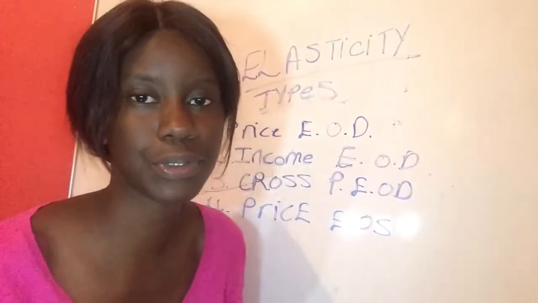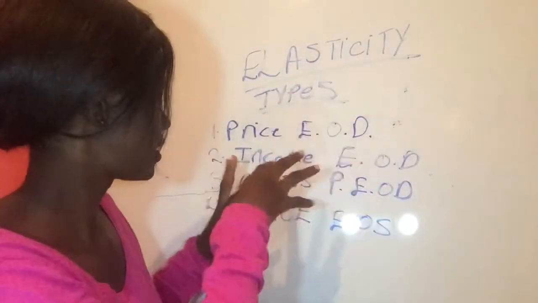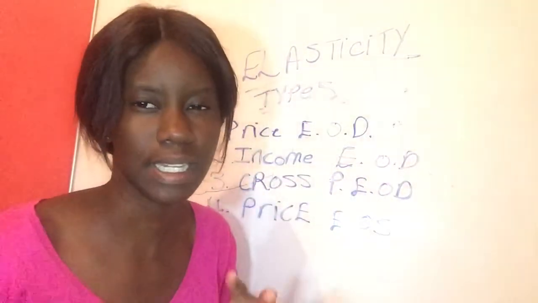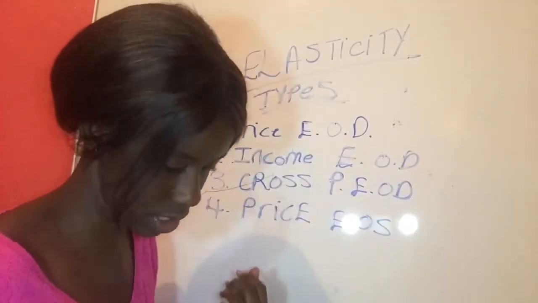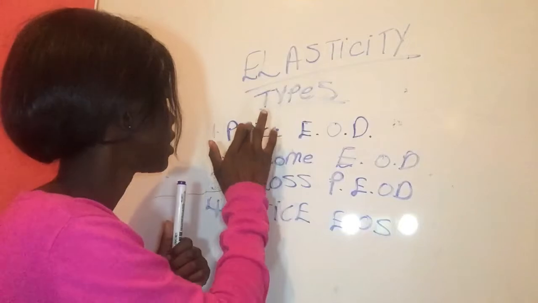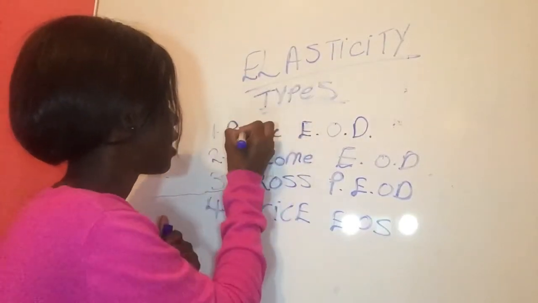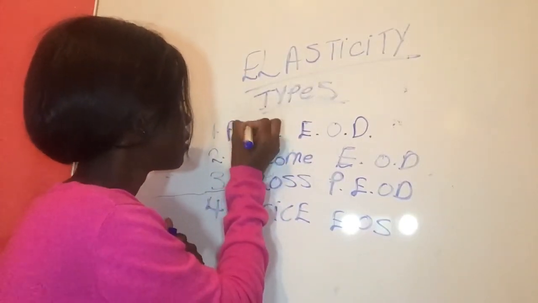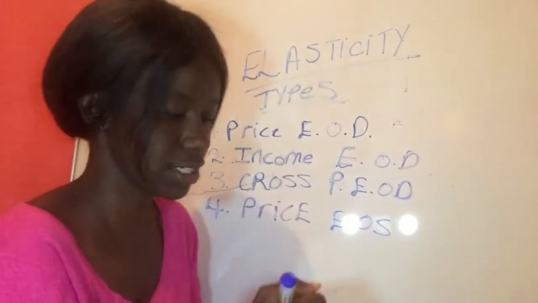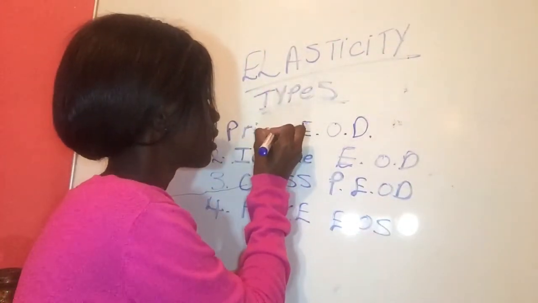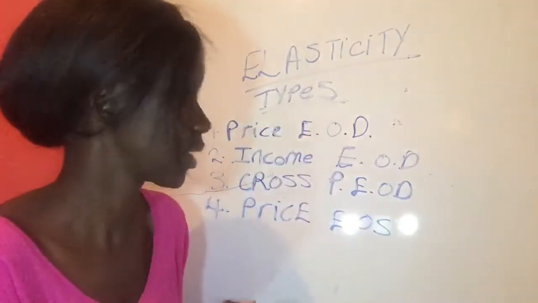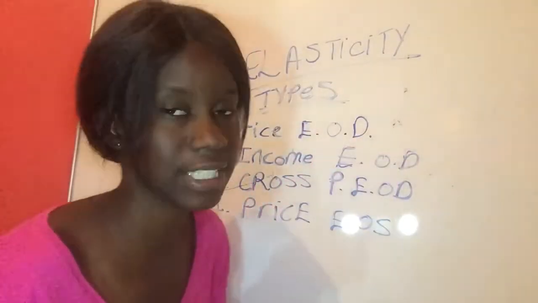Okay, so next we're going to go through these types of elasticity to explain a bit more about them. So with the first one, which is the price, this looks like it's one letter, sorry, this is R. Again, I have a terrible handwriting, so hopefully you just get what I'm saying. Okay, so with the first one, the price elasticity of demand.